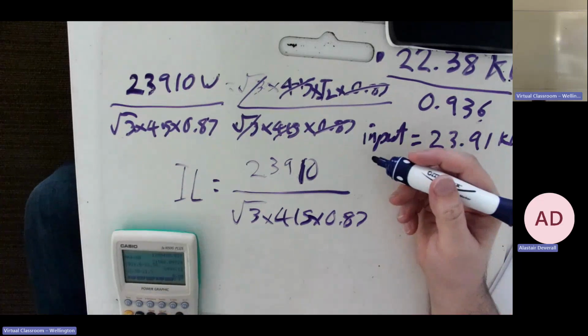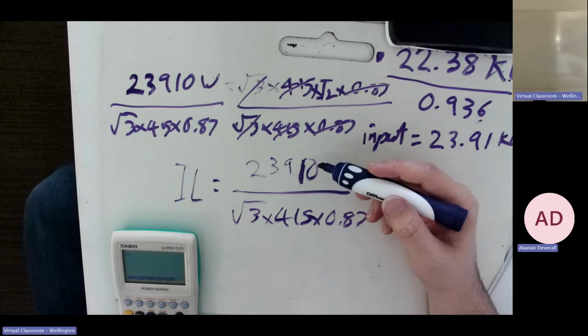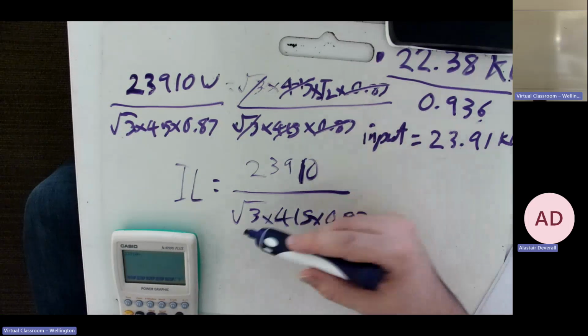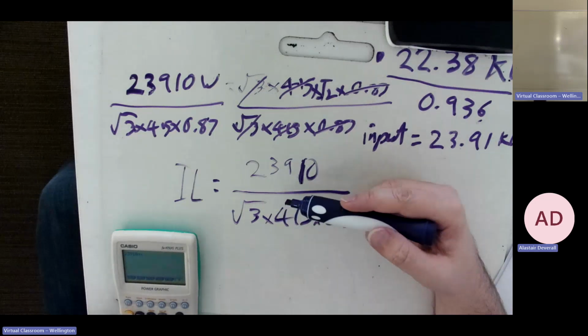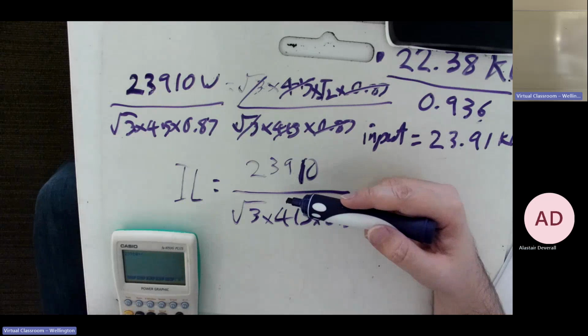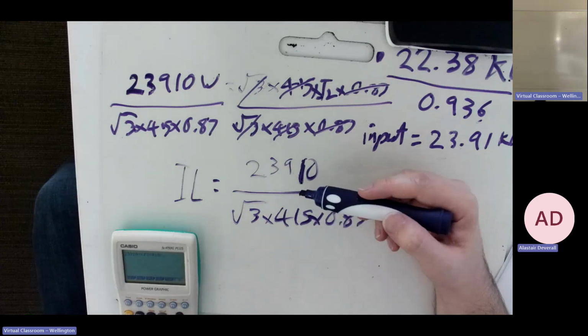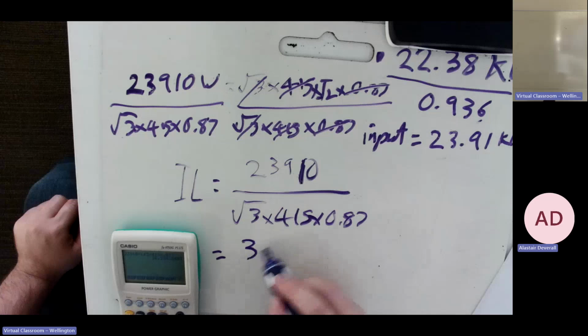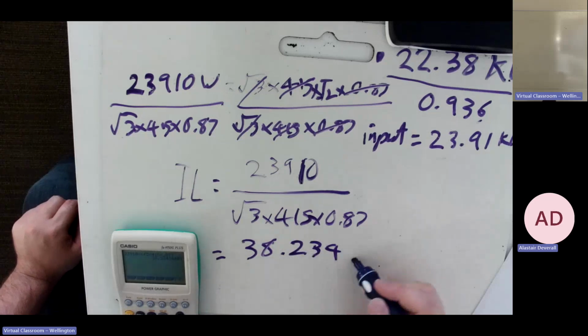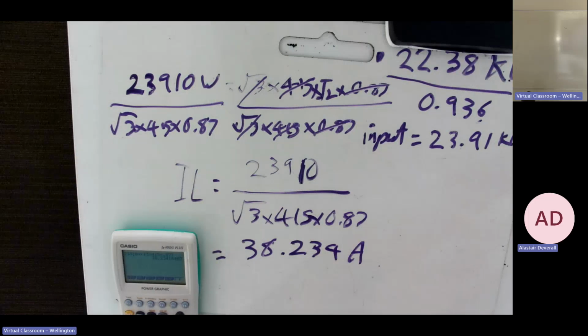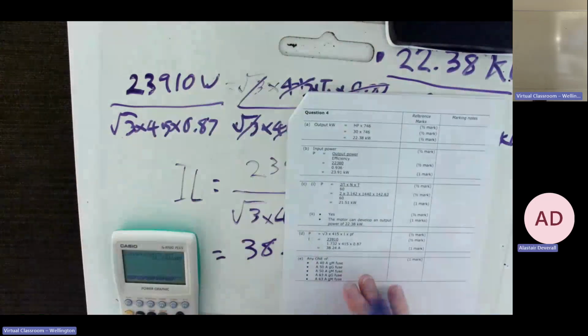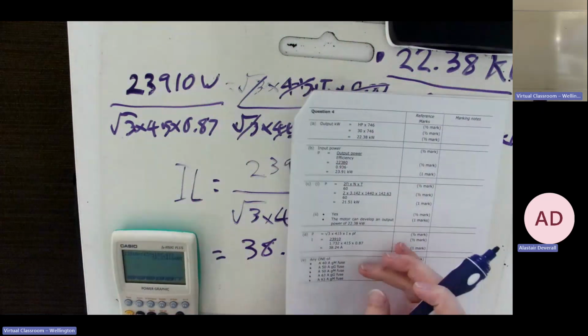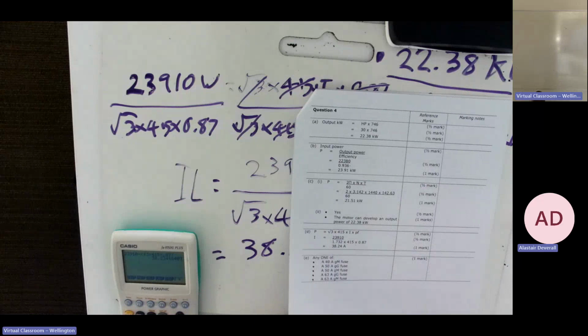Now putting that into our calculator, once again it's 23910 divided by, and we'll have to put this in brackets, so I'll type it this way: square root of 3 times 415 times 0.87, close bracket, equals, and we get 38.234 amps. If we look at our model answer, it's 38.24 amps. A subtle difference, and that's more to do with rounding once again.